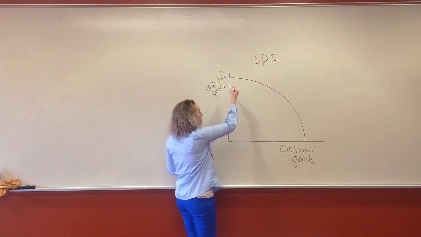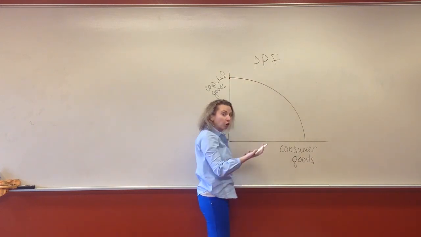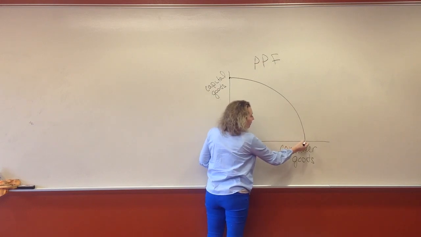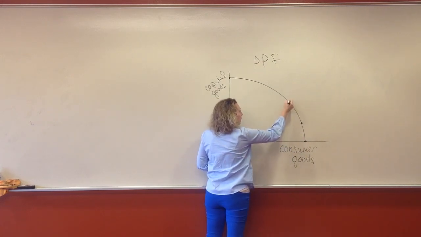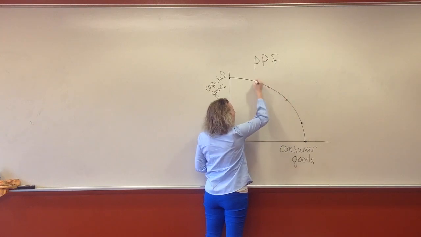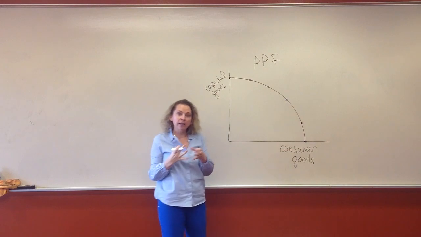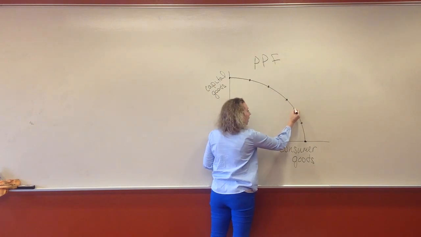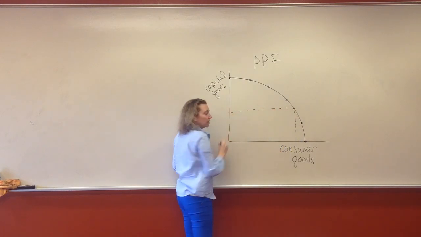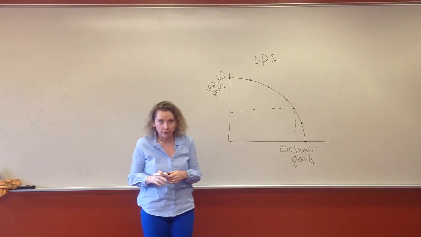And so what we have here is our PPF, and our PPF is this line right here, this curve, if you will. And every point, including the points on the axes, is going to lie along our PPF. Any point here is a viable, efficient combination of consumer goods and capital goods that we could produce if we were being perfectly efficient with our resources.